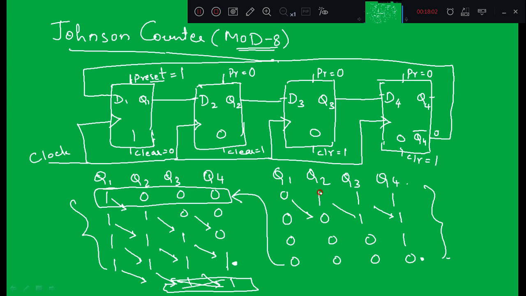So what are the state values or the count values? You can also write the count values in decimal, right? Q1 is LSB, Q4 is MSB, right? So here this value is 1, this value is 3, this is 7, this is 15, okay, and this is 14, this is 12, this is 8 and this is 0. So these are the count values, random counts you are going to get, right?